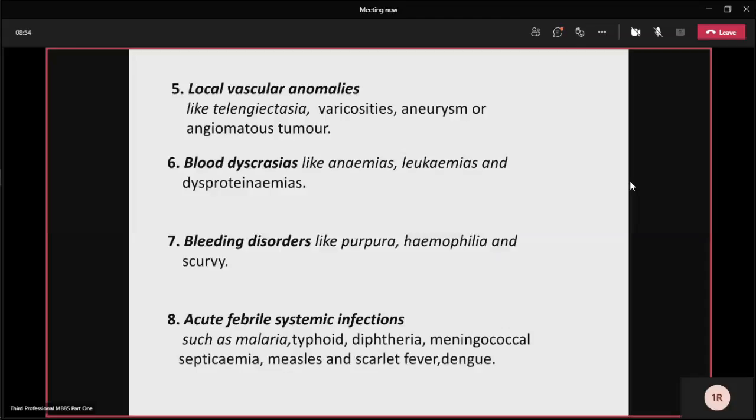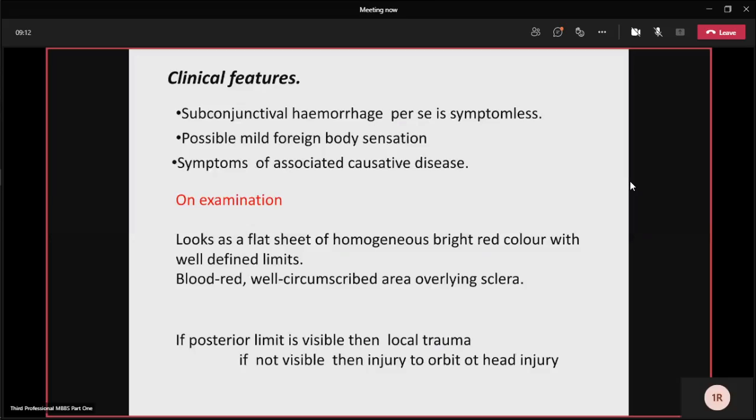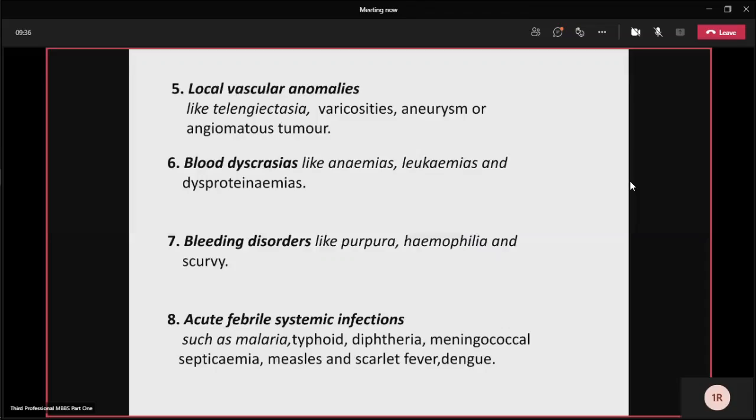In acute febrile systemic infections like typhoid, malaria, dengue, scarlet fever, measles, subconjunctival hemorrhage can be seen, especially in dengue, typhoid, and malaria. Now, what are the clinical features? The patient may not have any complaint, but may feel a foreign body sensation. Otherwise the patient will complain of the associated disease, from all the causes we have discussed today.